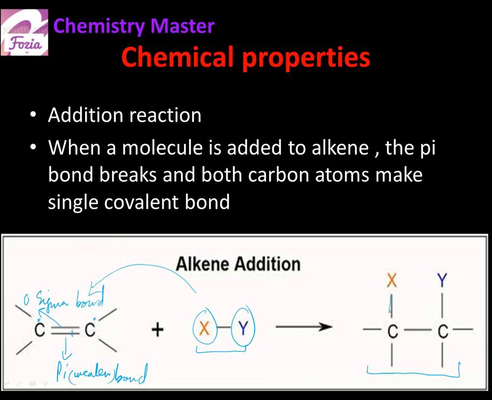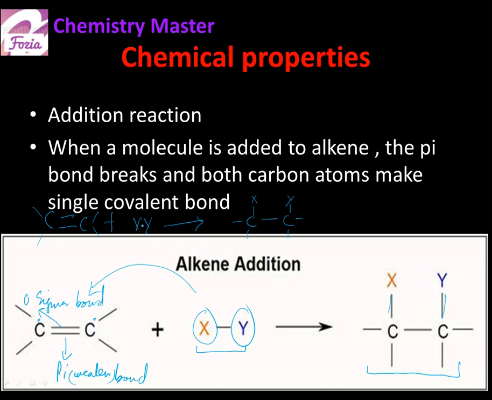So how is it happening? The doubly bonded carbon atoms react with X and Y, the pi bond breaks up, and both of the carbon atoms, which already had two bonds, form a new sigma or covalent bond. One is with X, the next is with Y, and we say that an addition reaction is going on. Addition reaction always takes place at unsaturated compounds. Now it's not very simple.